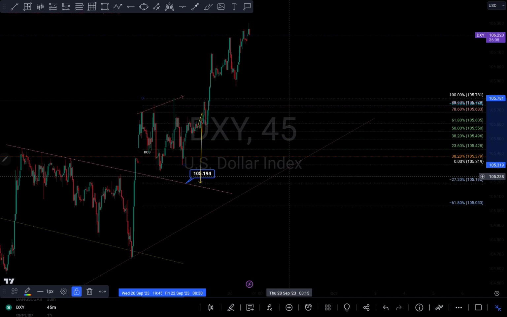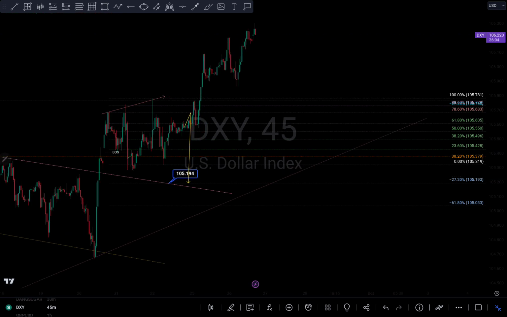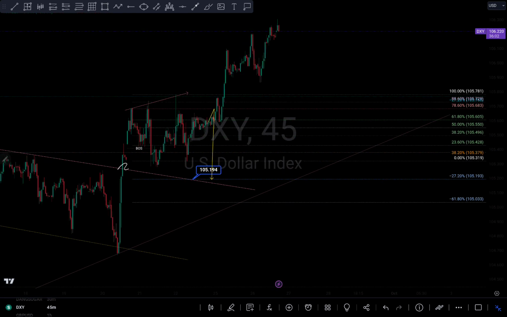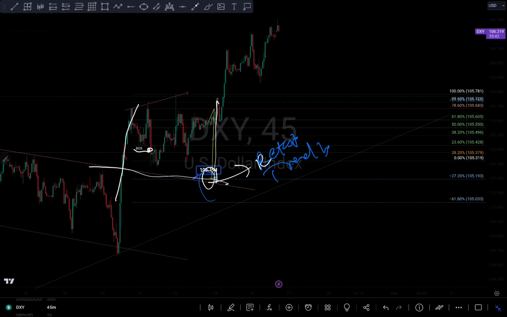I will do a quick recap on my previous analysis on the XY. What I was expecting on the XY, we can see that there was this break of trend line right here. I saw a break of structure as well, so I said there is a possibility that we might push down to retest this trend line right around here before we know what's next. That we're going to retest the trend line, which is also aligned with my negative 27% fib level.